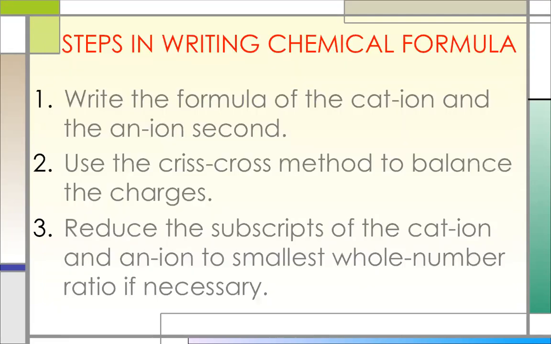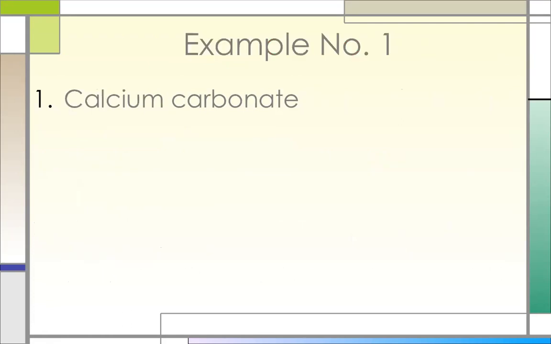Steps in writing the chemical formula for this one are still the same process. Write the formula of the cation and the anion second. Then use the crisscross method to balance the charges. Then reduce the subscripts of the cation and anion to the smallest whole number ratio if necessary.